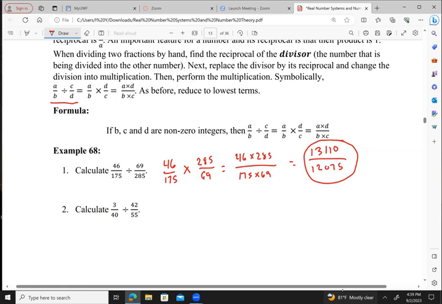Okay, let's look at another one here. So again, I have 3 over 40 divided by 42 over 55. So I rewrite this as 3 over 40 times 55 over 42. And then I multiply 55 times 3, 165, and 40 times 42, 1,680. That is what we're looking for.